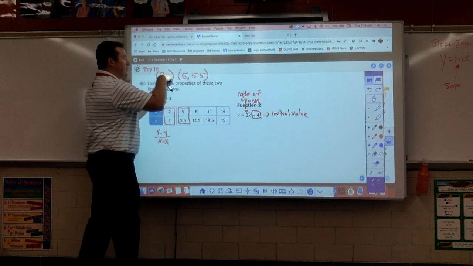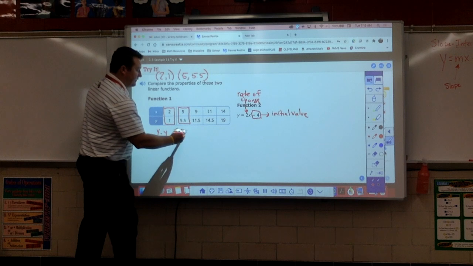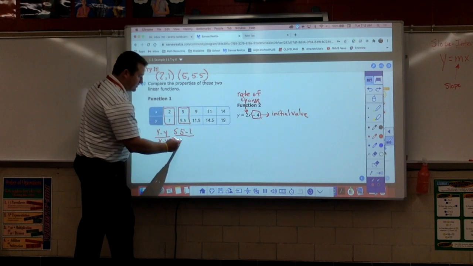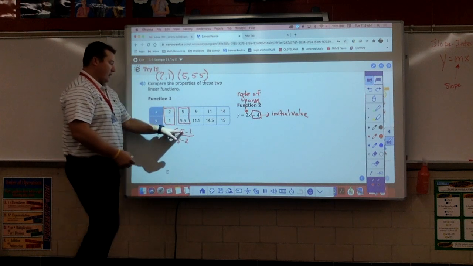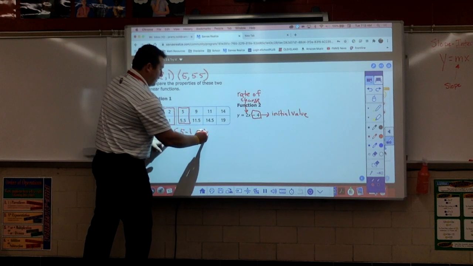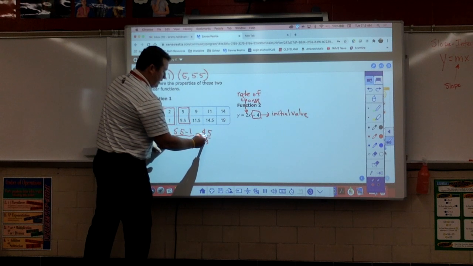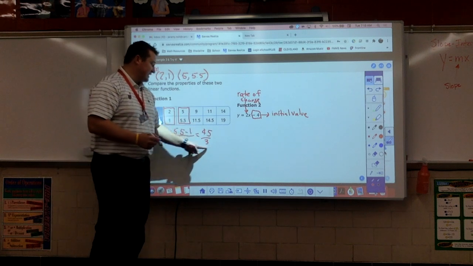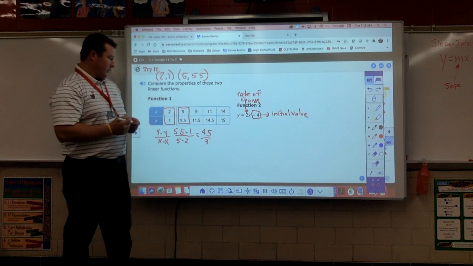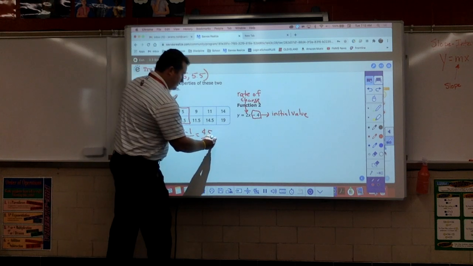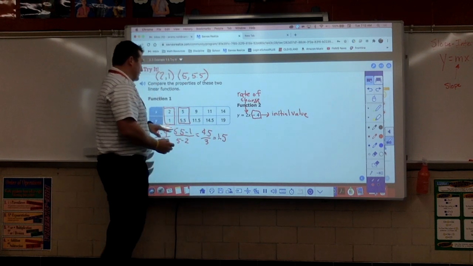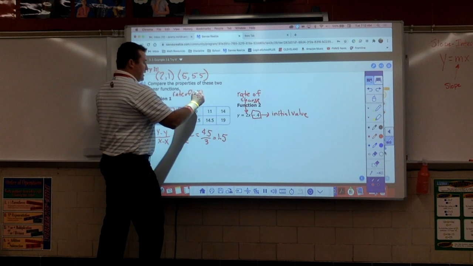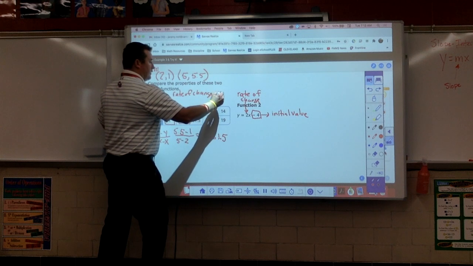All right, so now we know y minus y. So this is 5.5 minus 1. X minus x. This is 5 minus 2. So this should turn into 4.5 over 3. Would you guys like to keep dividing that number? We can. That's 1.5. So function A has a rate of change of 1.5.